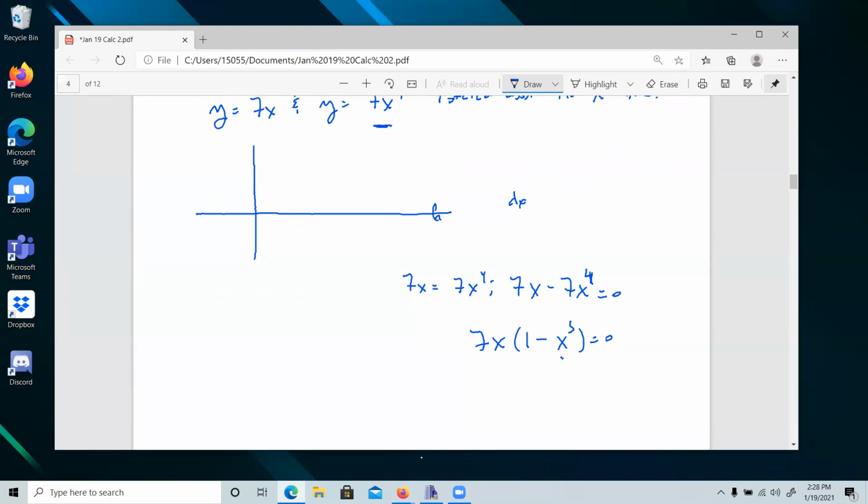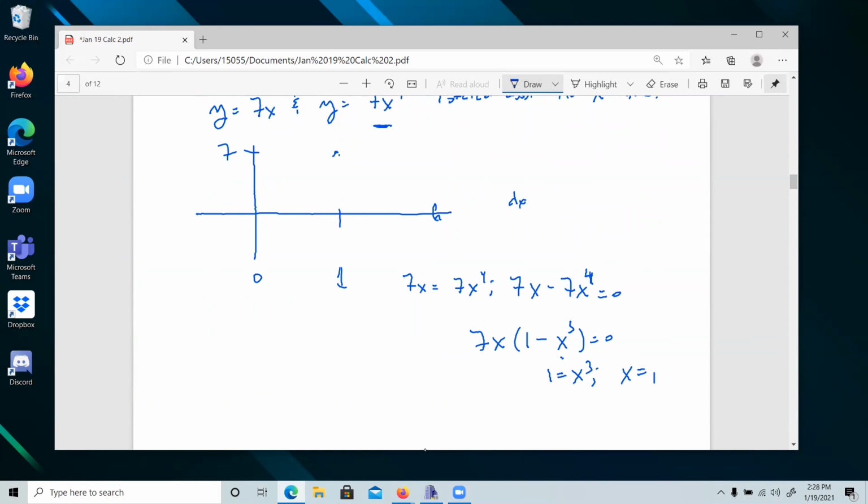Where's that going to be true? That's 1 is equal to x cubed, x is equal to 1, at least on the real numbers. Okay, so this is only good between 0 and 1. Okay, well, 0 and here's 7.